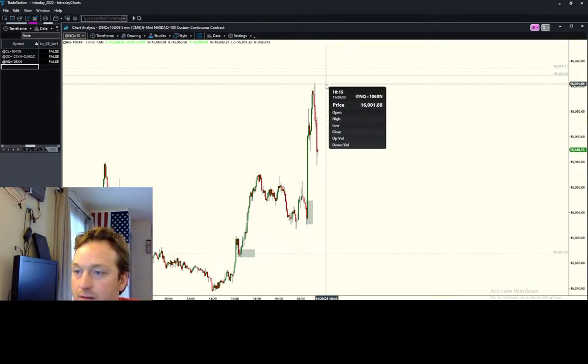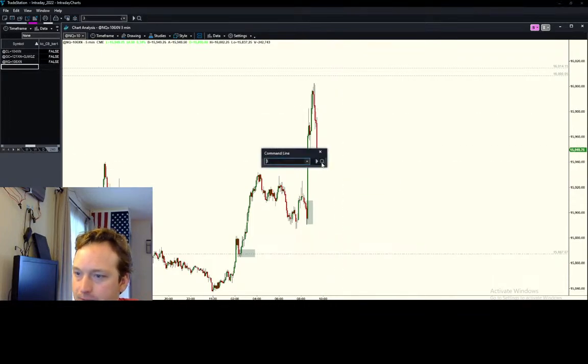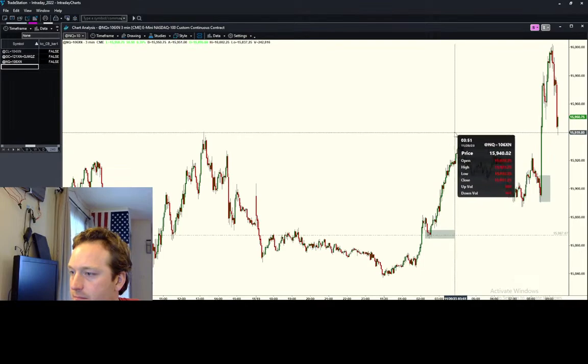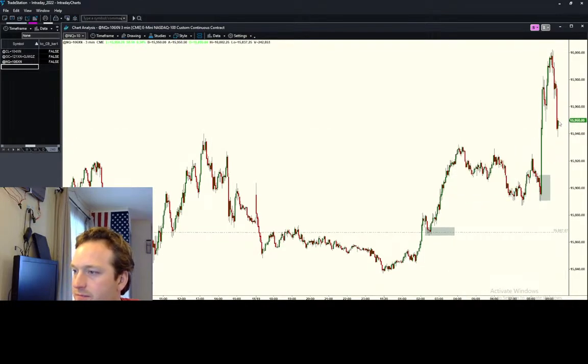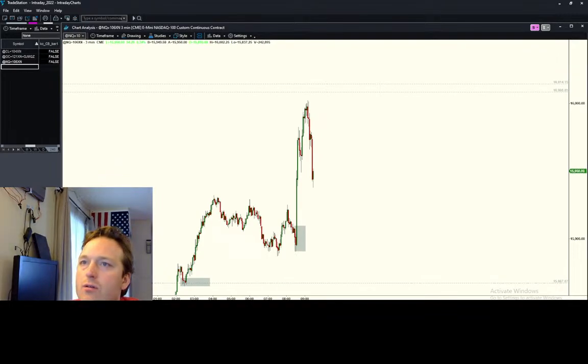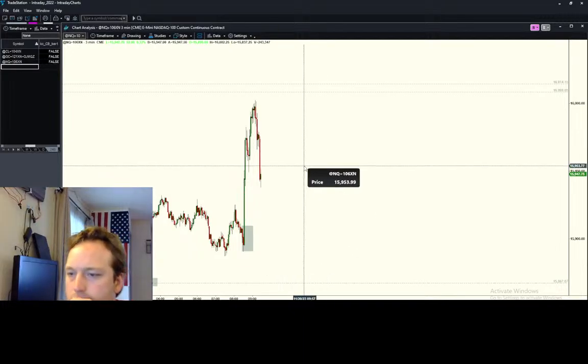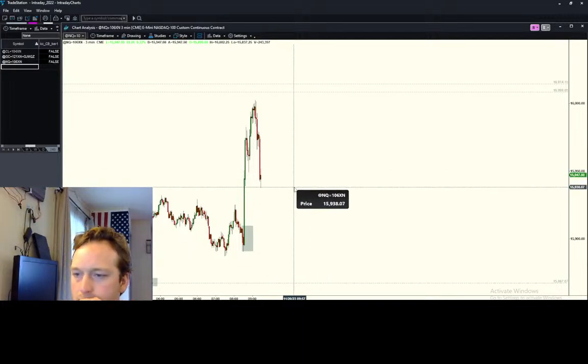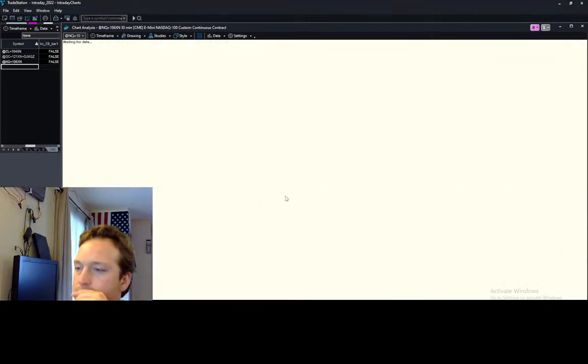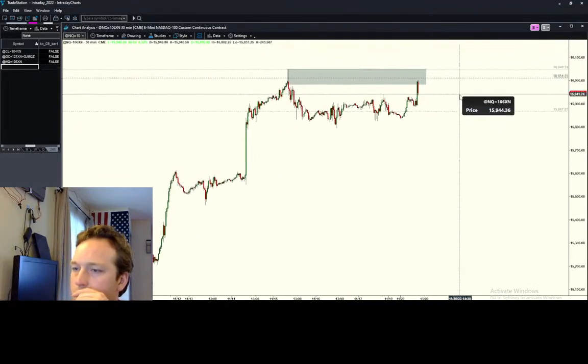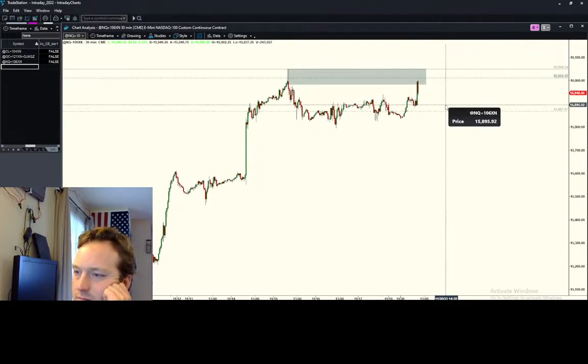At this point, this has gone really, really down. Breaks that distal line too. I have no trades on, so nothing going on. I don't know where it's going. Looks like it's coming back to the 8:30 open.